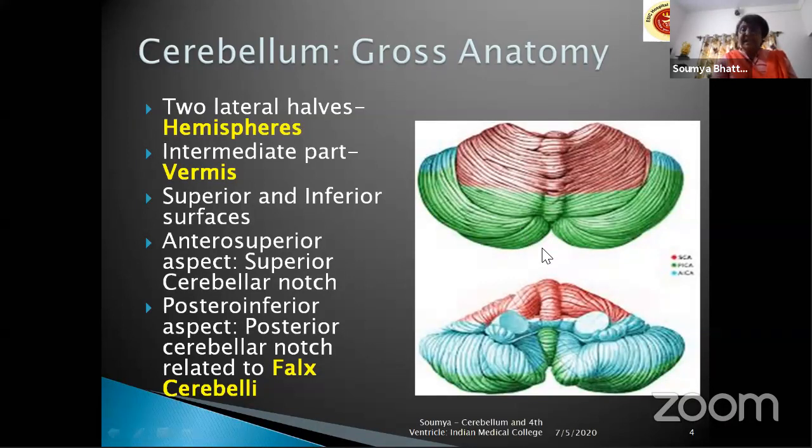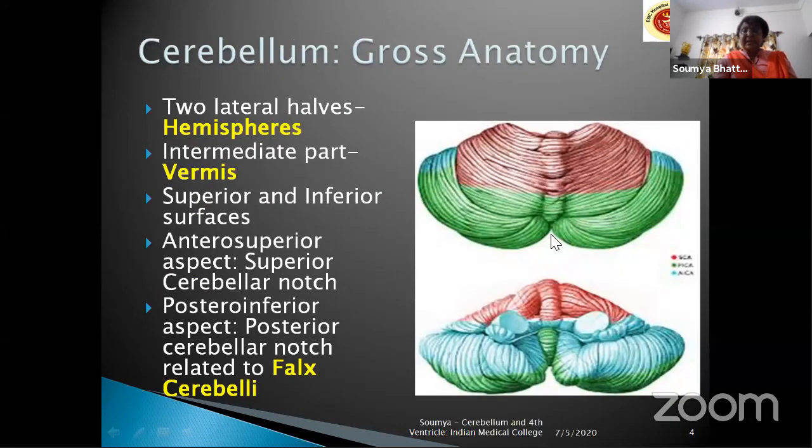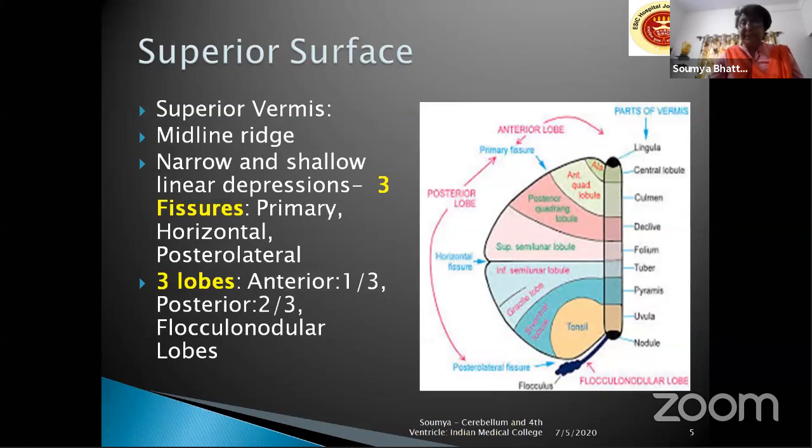And the posterior inferior aspect, you can see a beautiful notch, which is known as the posterior cerebellar notch, and over here we give the attachment to falx cerebelli. Therefore, my dear students, you have seen that cerebellum has relations with two meningeal attachments, the falx cerebelli on the posterior cerebellar notch and the tentorium cerebelli, differentiating it from the occipital lobe of the cerebrum.